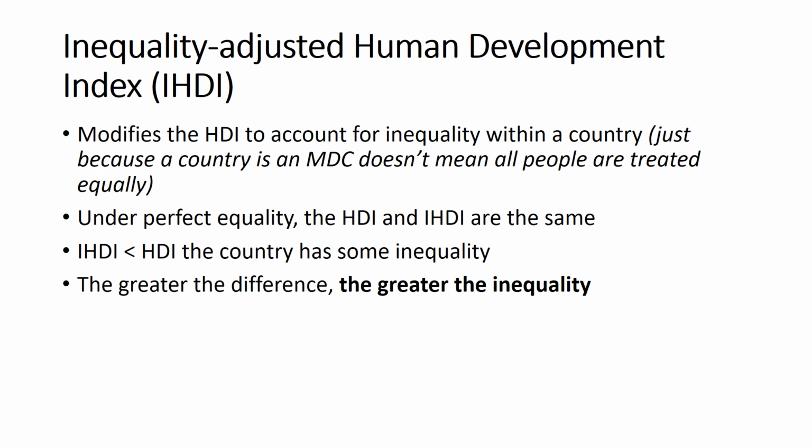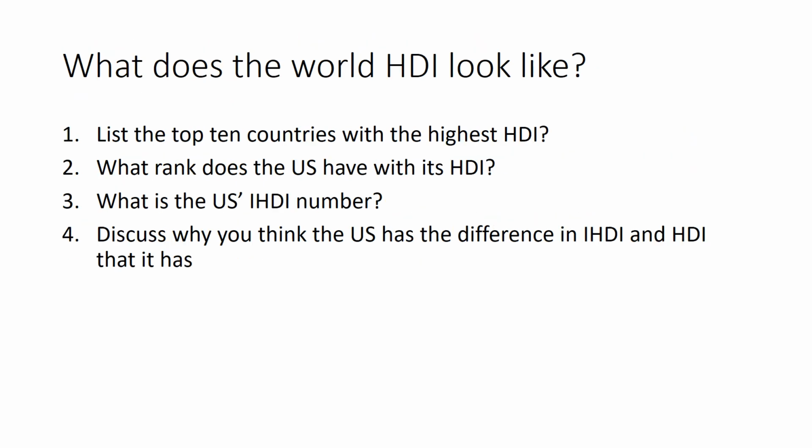For the inequality adjusted index, what we're going for, perfection here, is when the HDI and the IHDI are the same. The IHDI can never be above the HDI, because that statistically doesn't make sense. But the greater difference you have between your IHDI and HDI shows that you have a greater inequality in your country. So the goal is to not only have a 1 as your HDI number, but also have your IHDI at 1. So now to wrap things up, what does the world HDI look like?